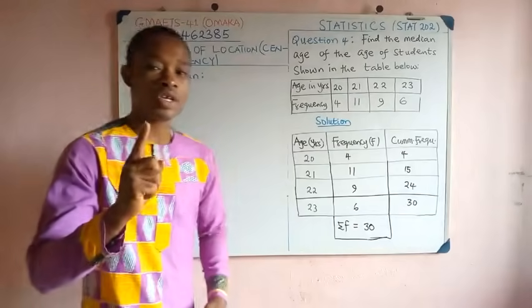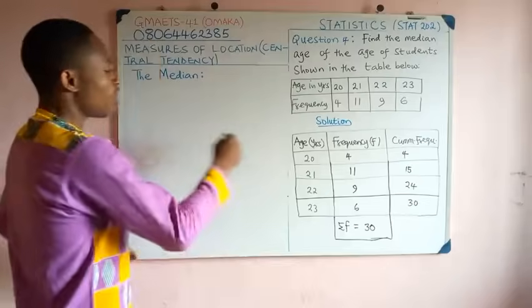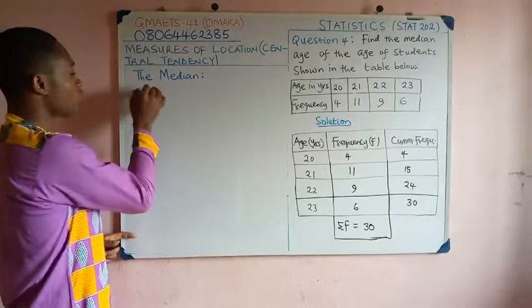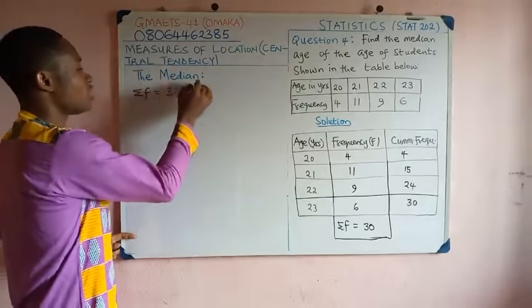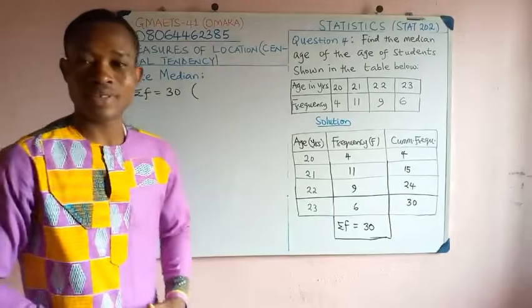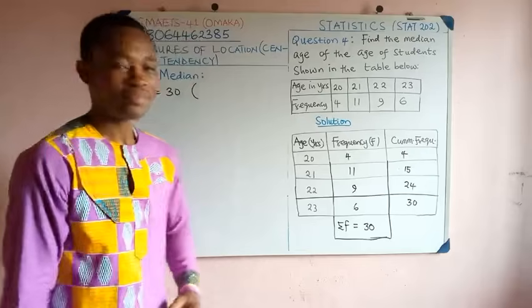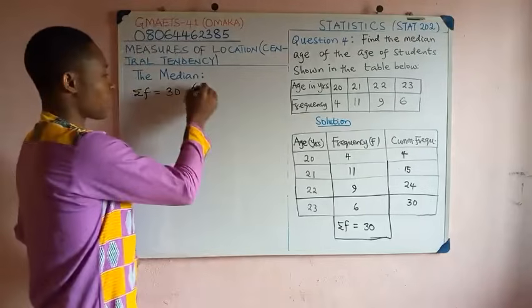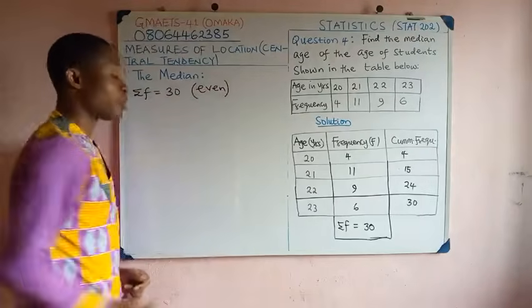The first thing we need to do is to identify our summation f. From the frequency column, summation f is equal to what? 30. So 30, is it an even number or an odd number? What do you say? 30 is even, that's correct. So we get it right, even number, right?